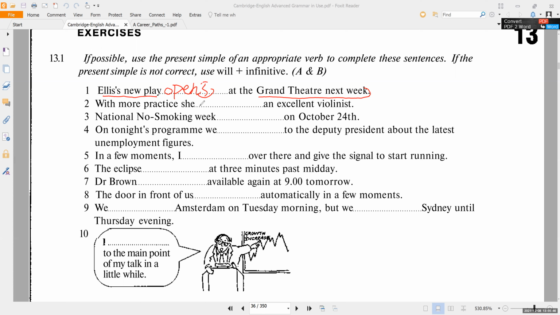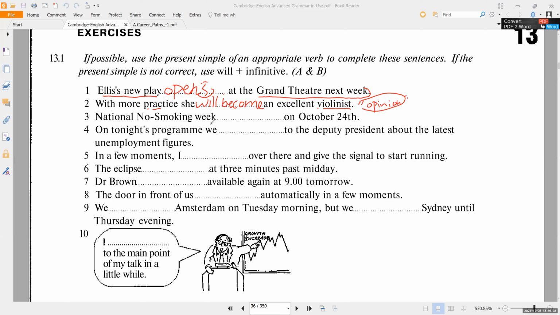With more practice, she an excellent violinist. إذا with more practice مع تدريب أكثر an excellent violinist حتكون عازفة كمان ممتازة. طبعا هذا رأيي الشخصي، معناه هنا هذا شخص يعطي his opinion، يعني هو يتوقع هذا الشيء. إذا ما زال هو رأي شخصي فحنقول will become، حتصبح she will become. حنستخدم ال will. لماذا؟ لأنه it's a personal opinion، رأي شخصي.